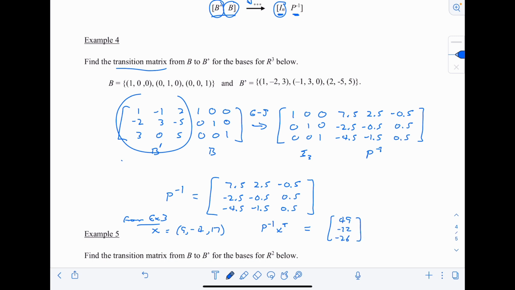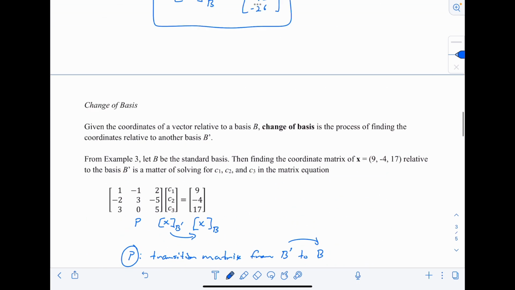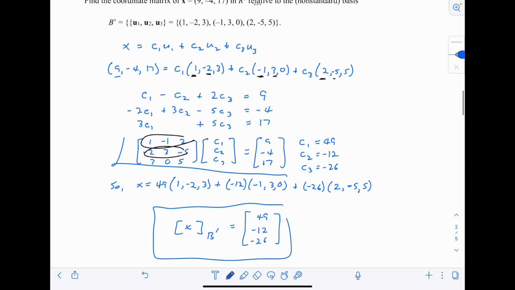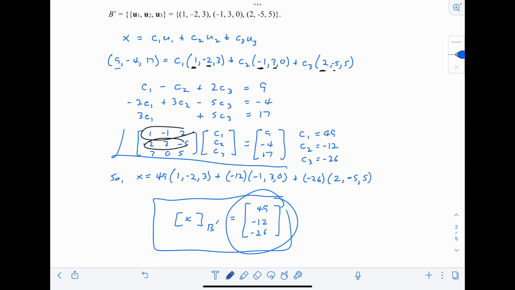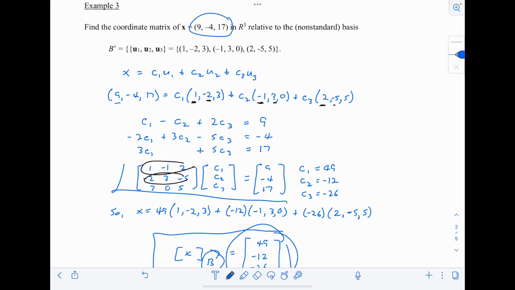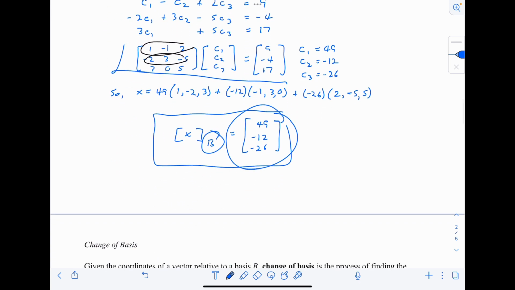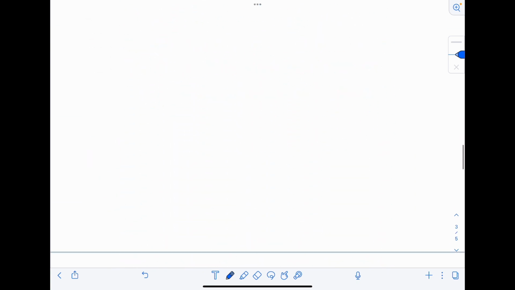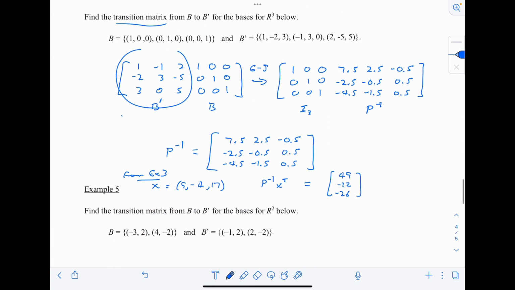And those numbers should look familiar, because basically what I'm saying is that when I take the transition matrix and multiply it by x, I get this column matrix. Well, if I go back to example 3, there's that column matrix, relative to B prime. We basically took B and transitioned it to B prime using this transition matrix that we found. All right, let's move on.